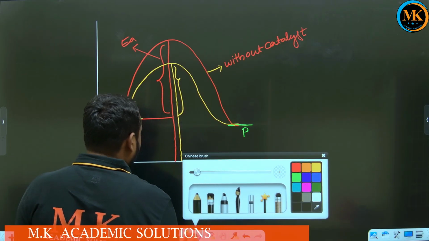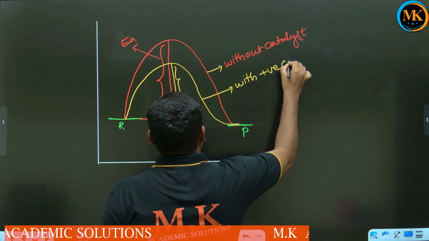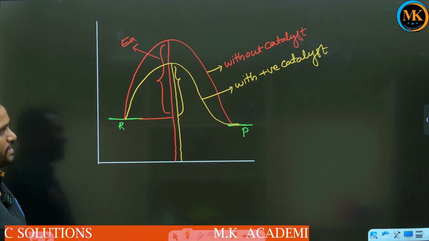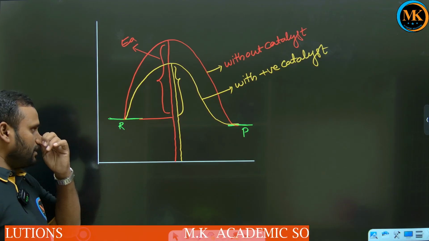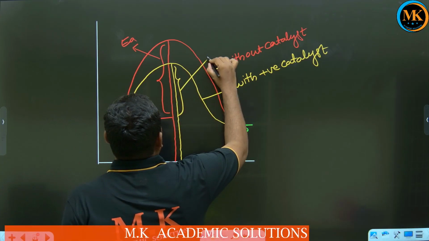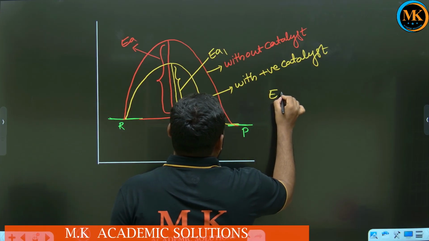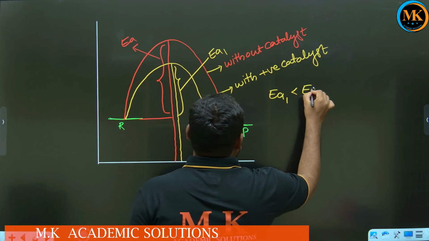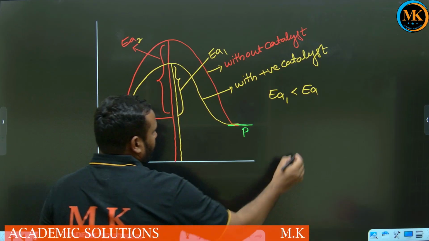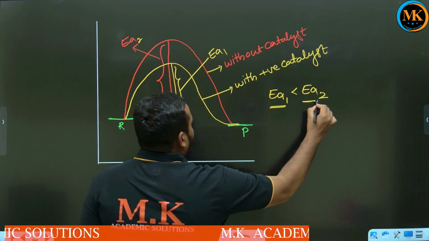And this L1 we are going to consider with positive catalyst. In the case of positive catalyst, the activation energy is decreased. Consider this one as EA1. So here activation energy 1 is less than activation energy 2, which is without catalyst.